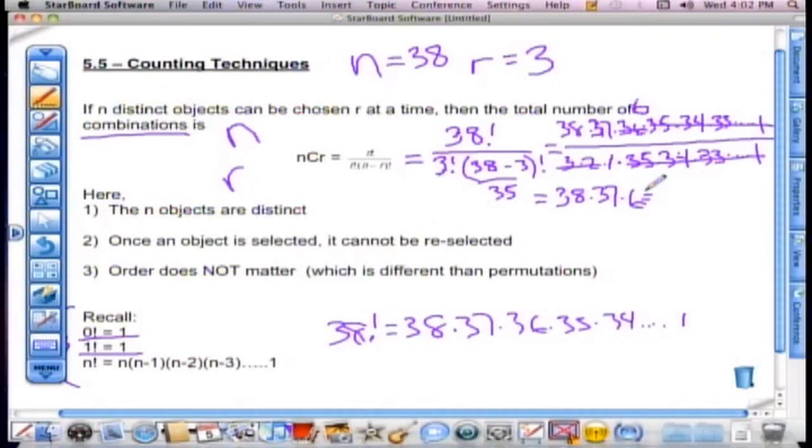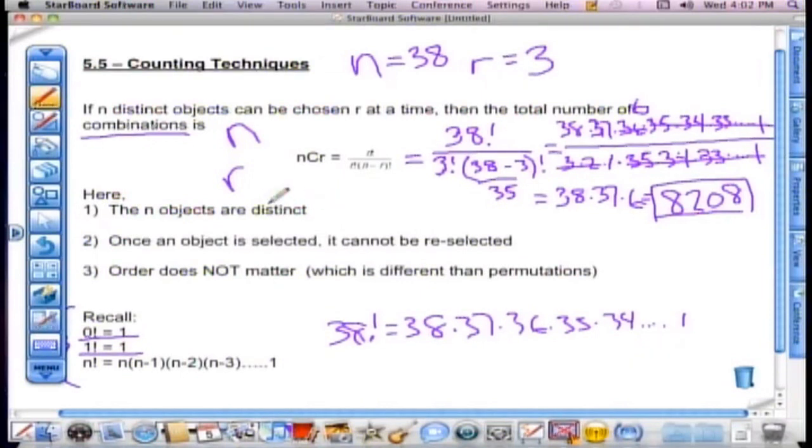I get 8,208. So in our classroom of 38 people, there are over 8,000 different ways that we can select out a unique group of 3 people. Pretty amazing, huh? The numbers get really big really fast.